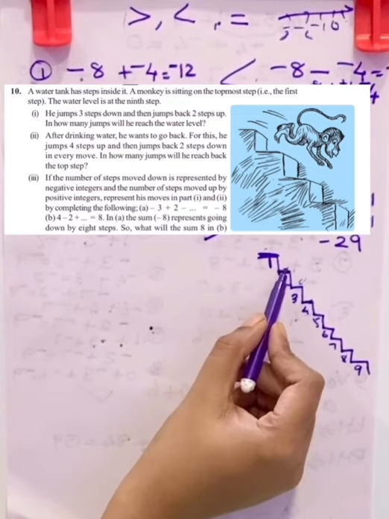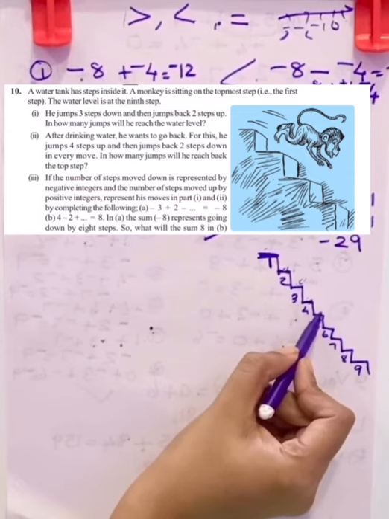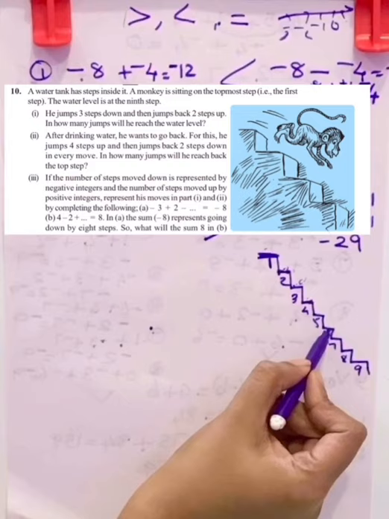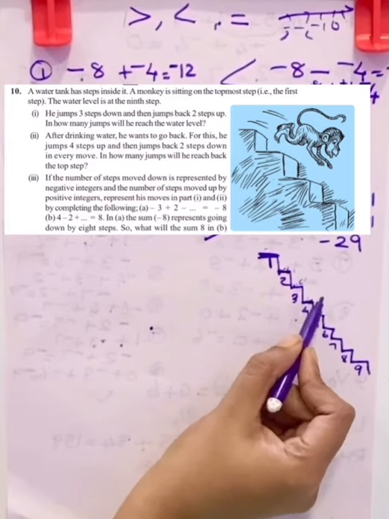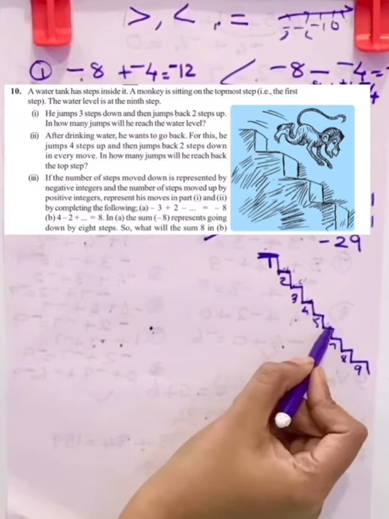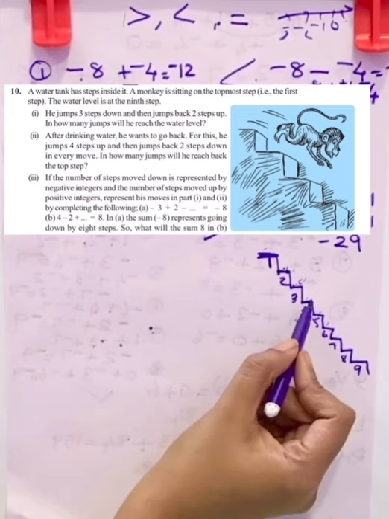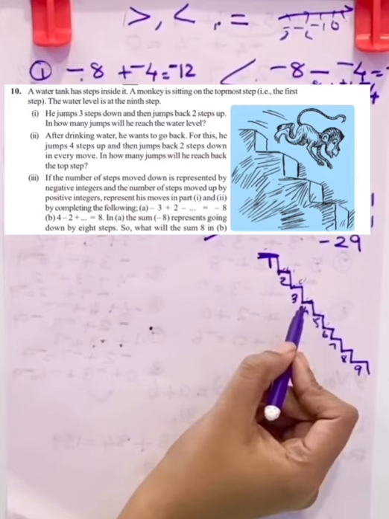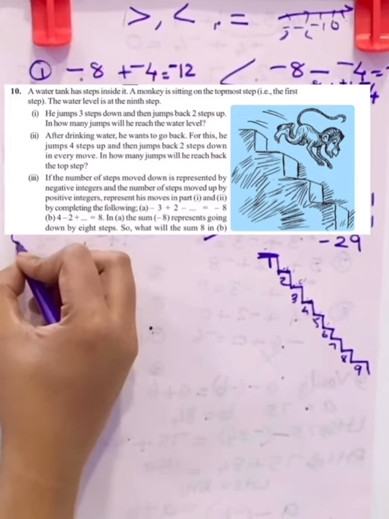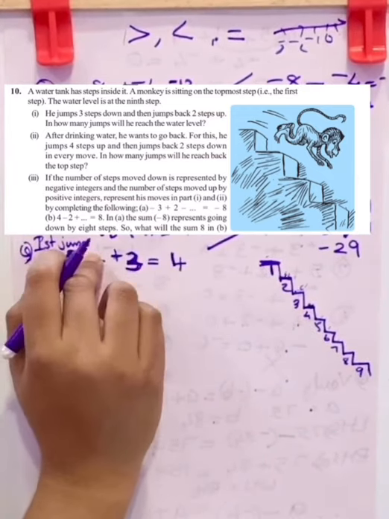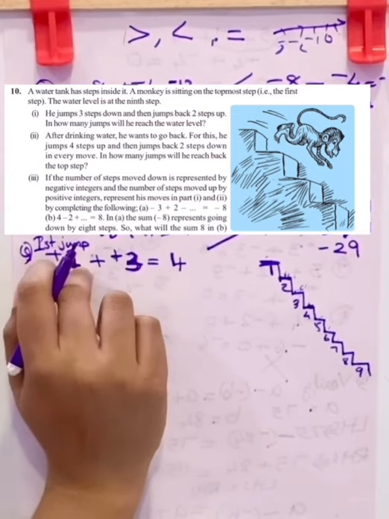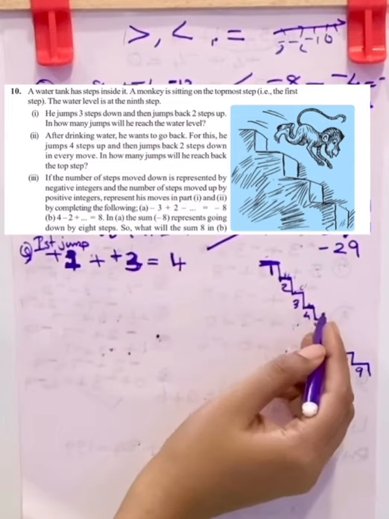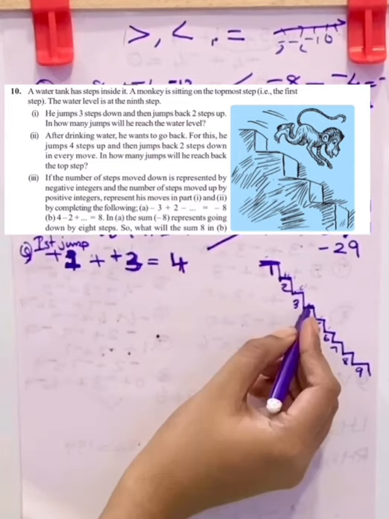So he is jumping 3 steps forward and 2 steps backward. Again 3 steps forward and 2 steps backward. Again 3 steps forward and 2 steps backward. So forward steps are considered as positive numbers and backward steps are considered as negative numbers. So in first jump, he is sitting on the first step. From there, he is jumping 3 steps down. So he will reach 4th step here.